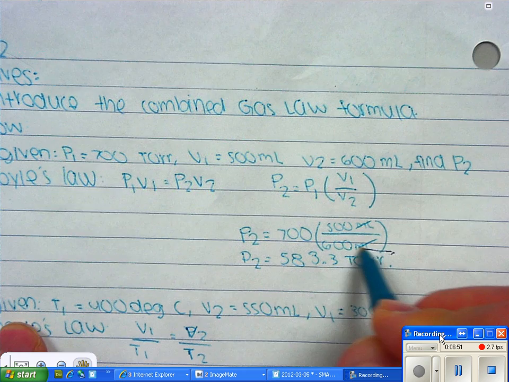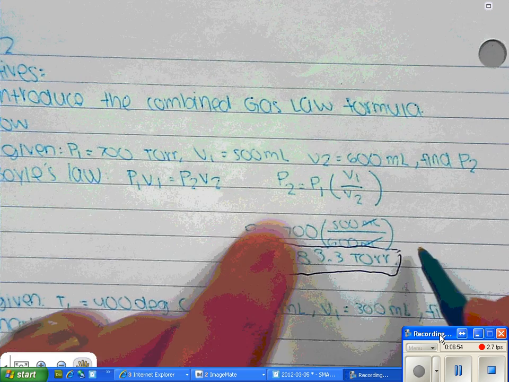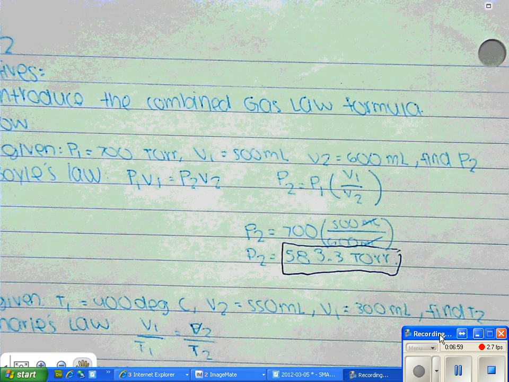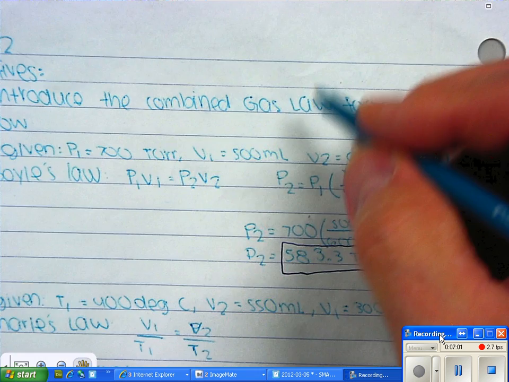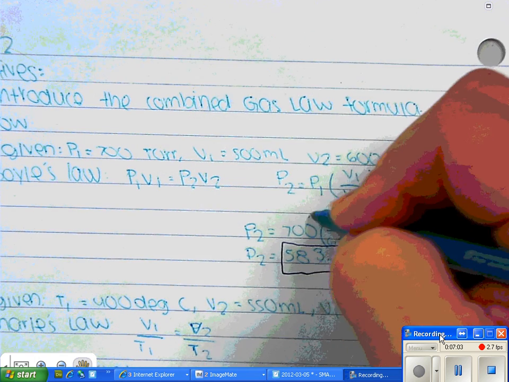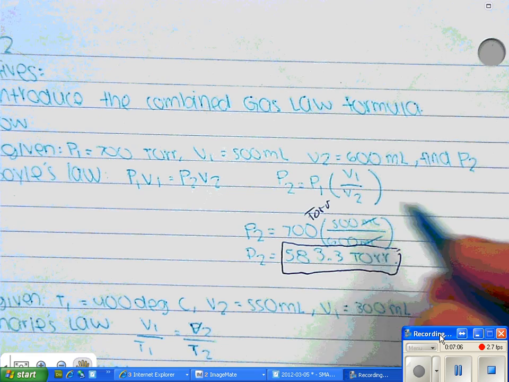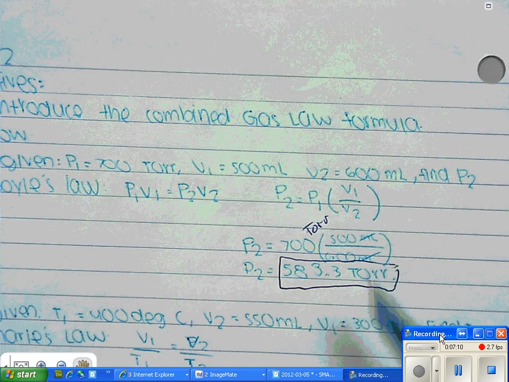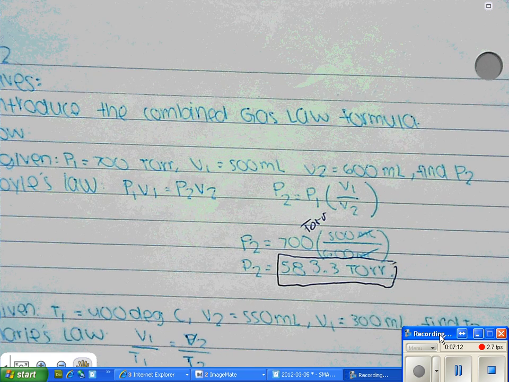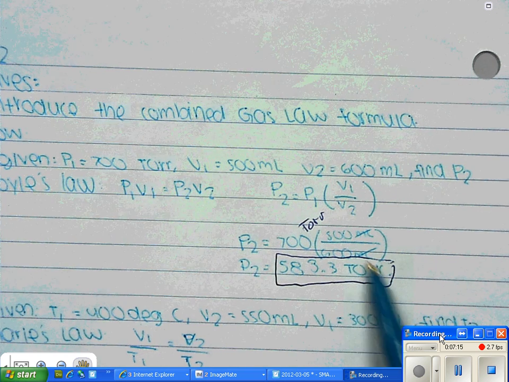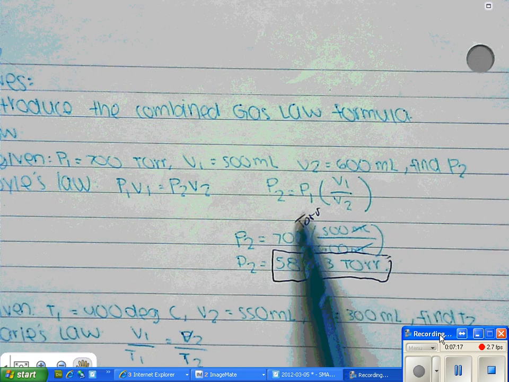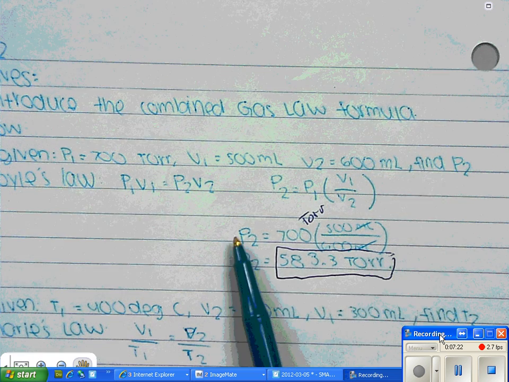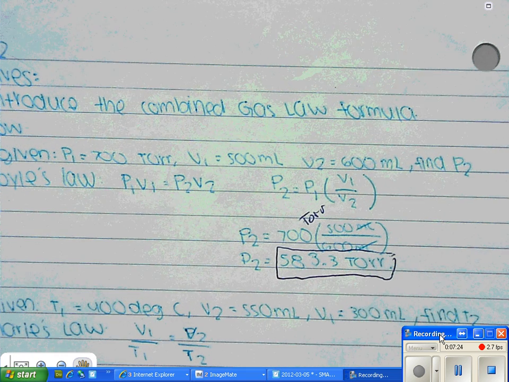What I like about what she has done, except here, she didn't give the pressure, and the pressure was given in torrs. So we would want to see that in the unit of measure. I really like what she's done because she's shown the units of measure and how they cancel out with the mils and how they get left with the torrs. Torrs then becomes the unit of measure for the P2, which was the unknown.